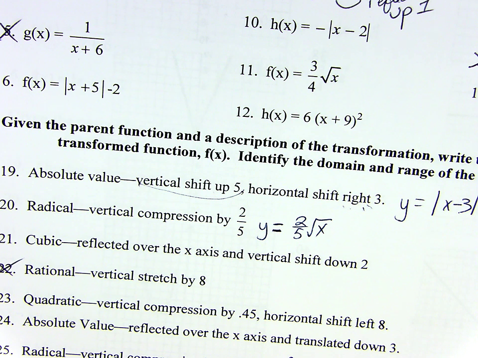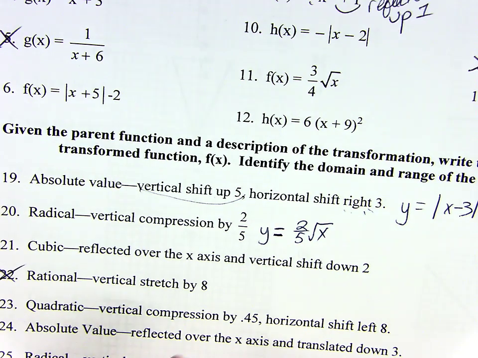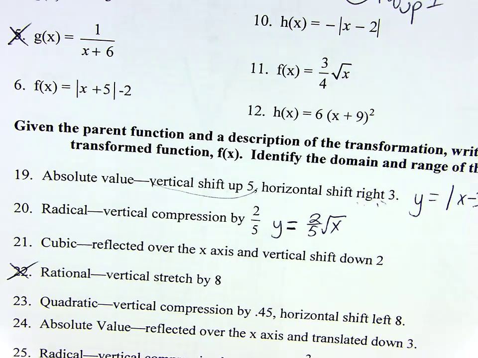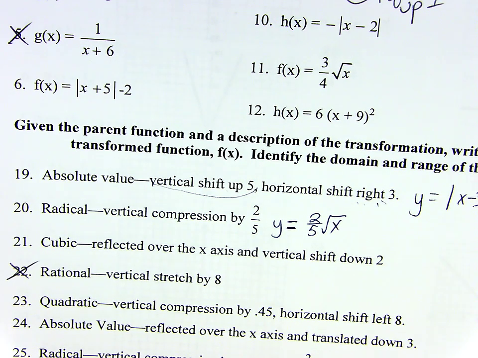On your quiz, all you have to do is match them. So you don't have to generate them. But obviously if you can generate them, you can match them. So this is good practice. Try 21 without me telling you what to do. You're going to reflect it over the x-axis and then also shift it down. And it's got to be cubic. Make sure you don't get mixed up between cube root and cubic.